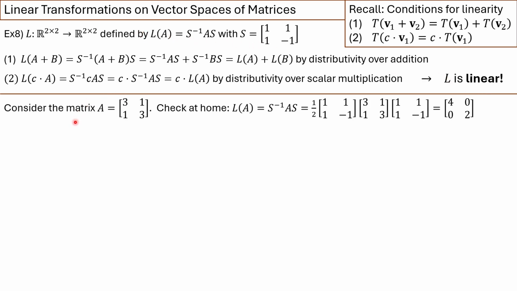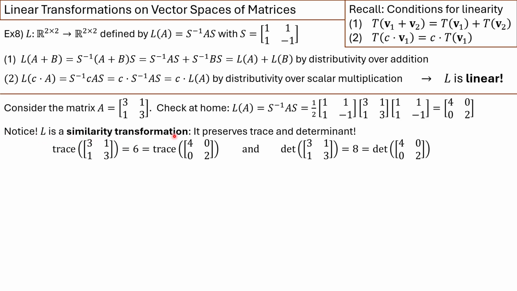Now let's see this in action. If we take, for example, the matrix [3, 1; 1, 3], you can check at home that the linear transformation applied to this matrix maps to [4, 0; 0, 2]. All right, so we get this diagonal matrix as a result from this symmetric matrix. This is a similarity transformation, meaning it preserves trace and determinant. Okay, so here, the trace of the original matrix A is going to be 3 plus 3, which is 6. The trace of the new matrix is going to be 4 plus 2, which is still 6, right? The trace is preserved, meaning the same, after the transformation.